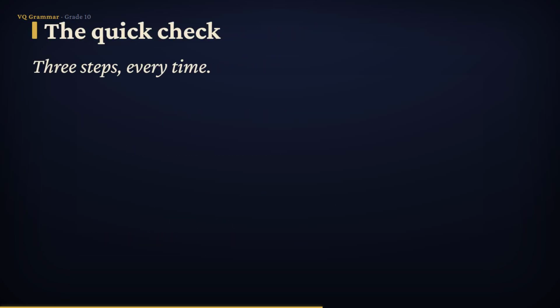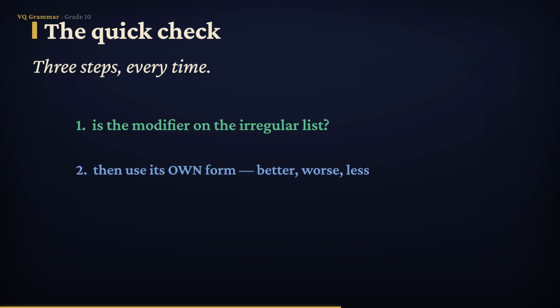Let's turn all of this into a quick check you can run in about a second. Step 1. Is the modifier on the irregular list? Good, well, bad, badly, ill, many, much, little, or far? Step 2. If it is, then use its own special form. Better, worse, less, more. The word itself changes, and you never add an ending to it.